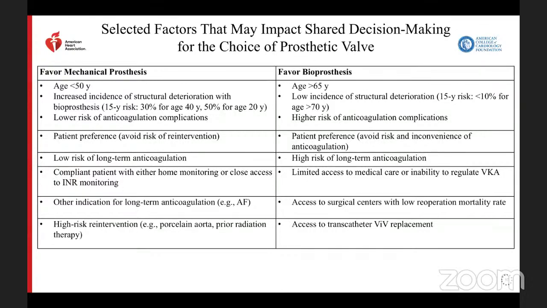Factors that favor bioprosthesis: age more than 65, low incidence of structural deterioration, higher risk of anticoagulation complications, patient preference, and high risk of long-term anticoagulation, limited access to medical care, access to surgical centers with low reoperation mortality rate, access to transcatheter valve-in-valve replacement.